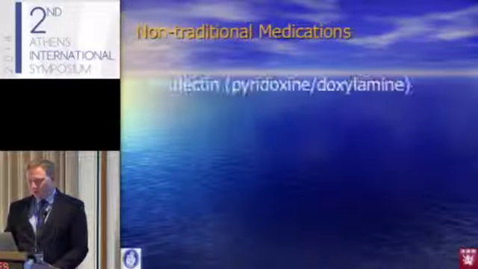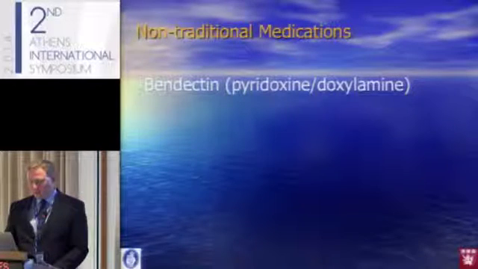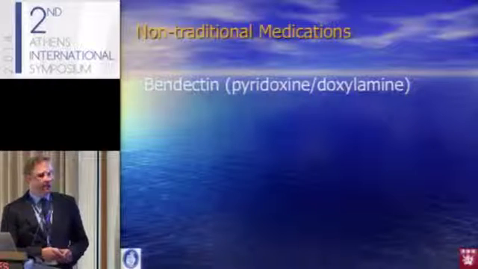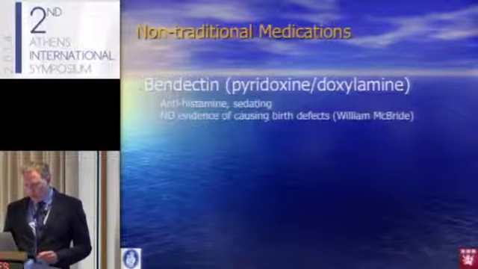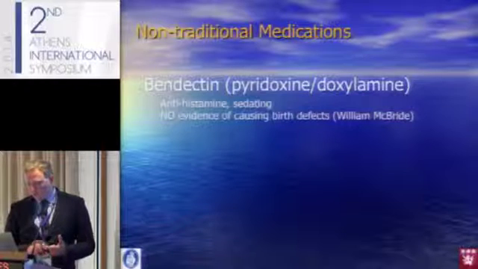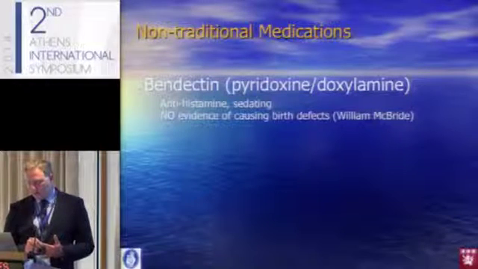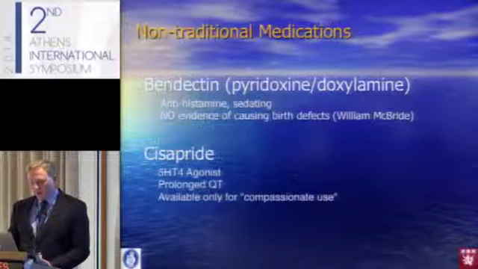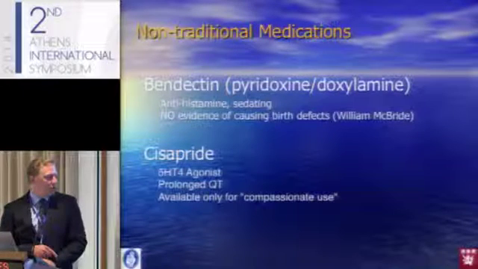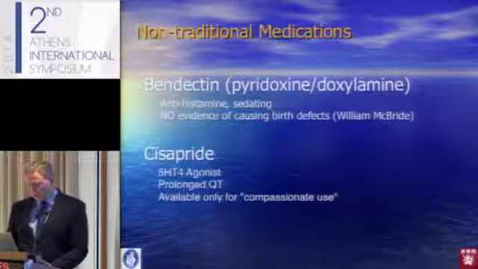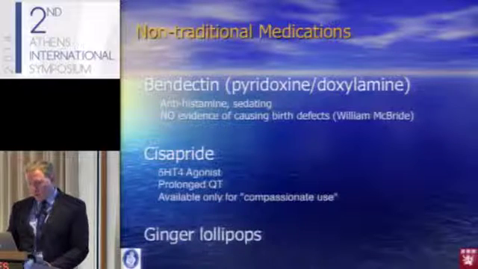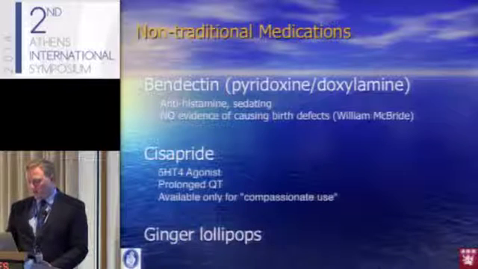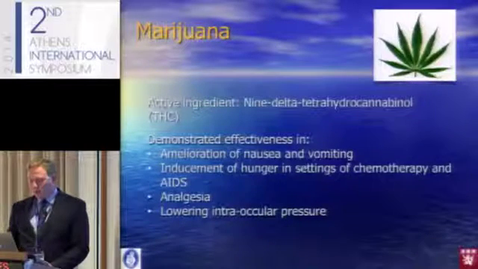Other non-traditional medications are pyridoxine and doxylamine. Pyridoxine is something that has been used in pregnant patients, has not been shown to cause any birth defects, so it seems to be safe in pregnancy. It's an antihistamine and is sedating. Cisapride is another medication, a serotonin type 4 agonist. It causes prolonged QT, and it's only available for compassionate use for nausea and vomiting. Ginger lollipops is something that I read can also help with nausea and vomiting. Now it's getting more interesting.